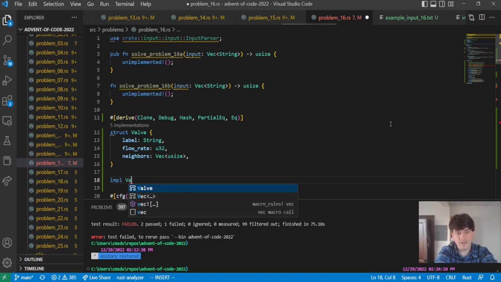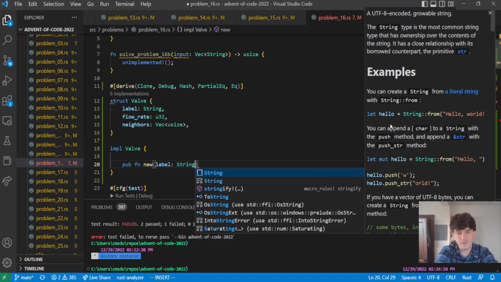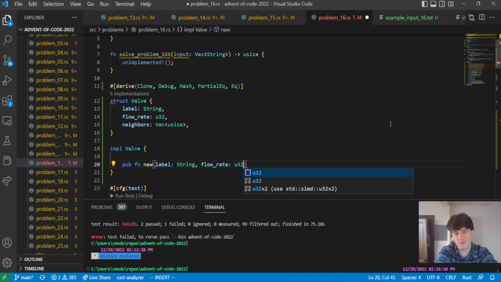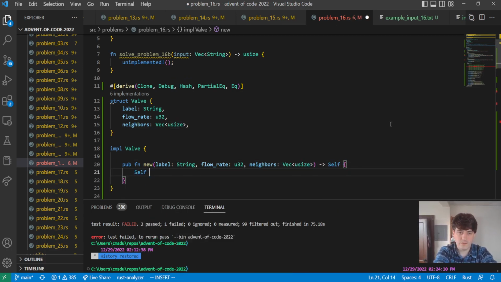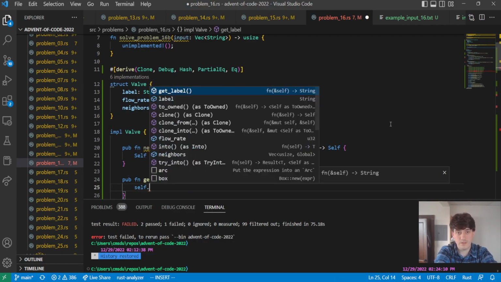We will impl Valve. We will have a new function: label String, flow_rate u32, neighbors Vec of usize. It will return Self. It will return Self of label, flow_rate, neighbors. We will have a function called get_label. It will return a String. It will be self.label.